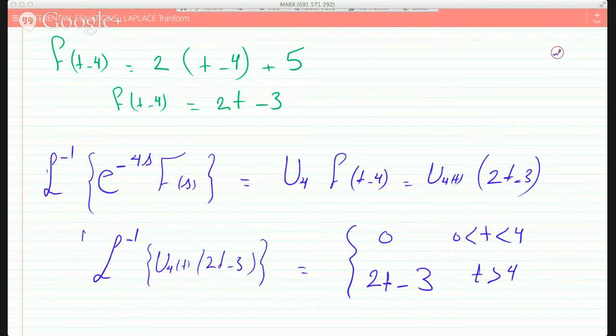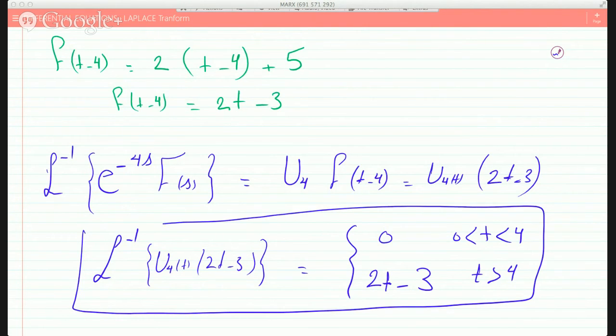Okay, so this is how you find the inverse Laplace of a function. This turned out to be a piecewise function. If you have an e, it turns out to be a piecewise function, usually. Questions on that?